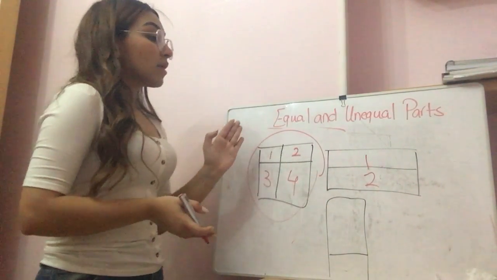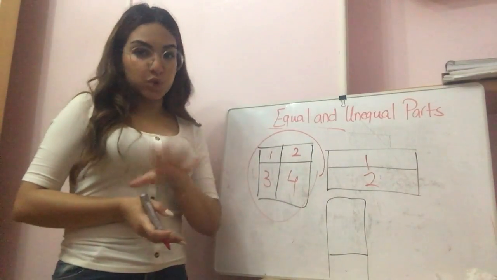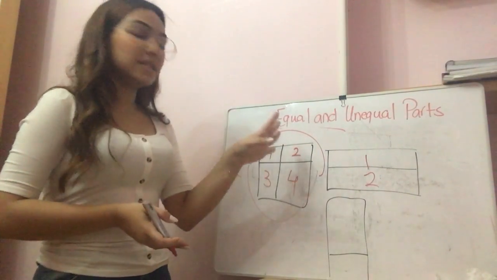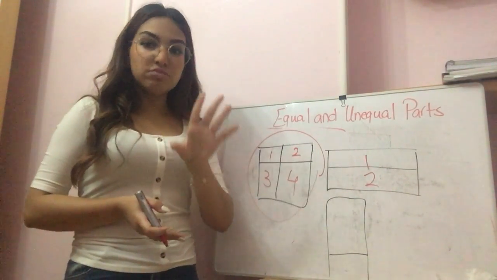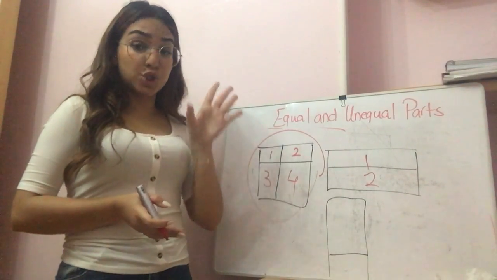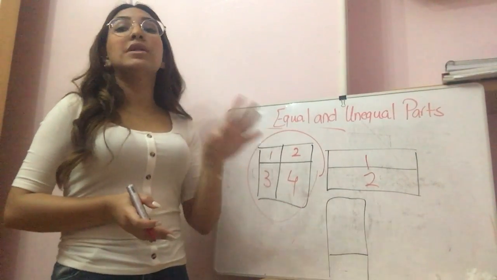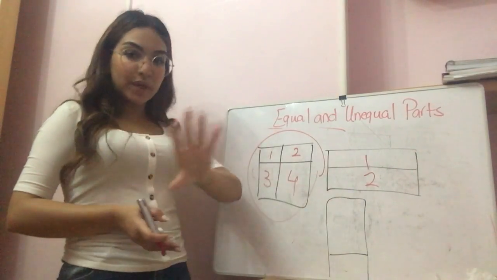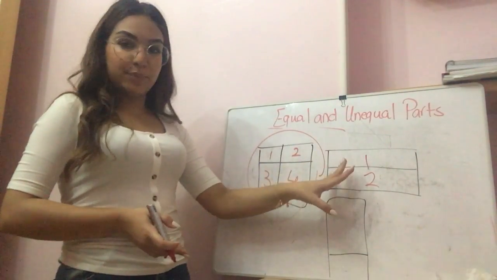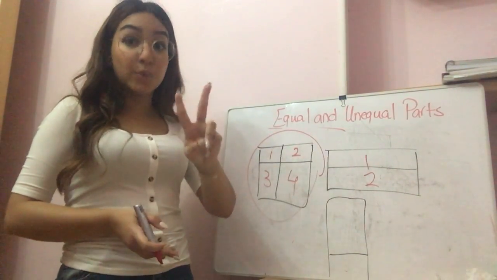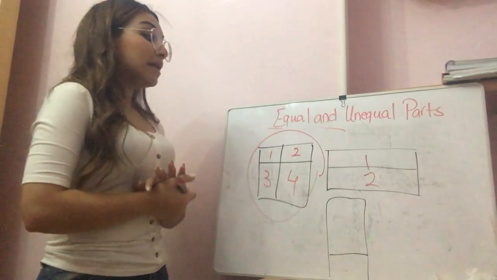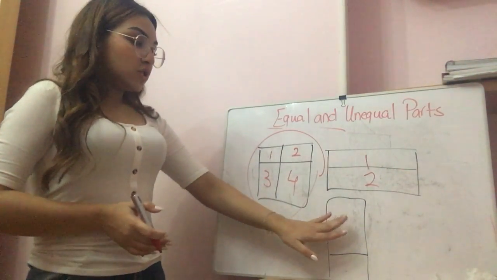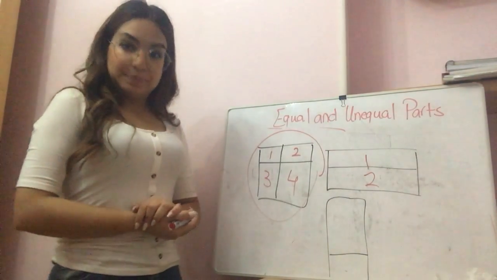So I'm not going to circle it because my question is asking me to circle the shapes that show unequal parts or shares. So obviously I'm not going to circle this shape because it shows 2 equal parts. Now let's move on to the other shape.